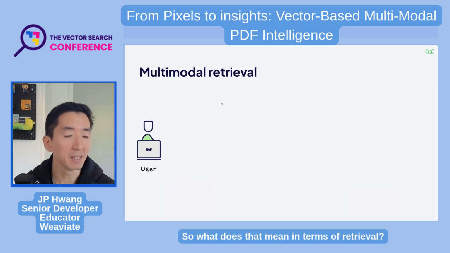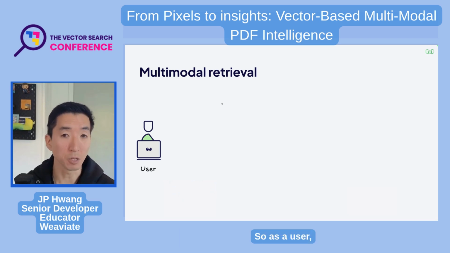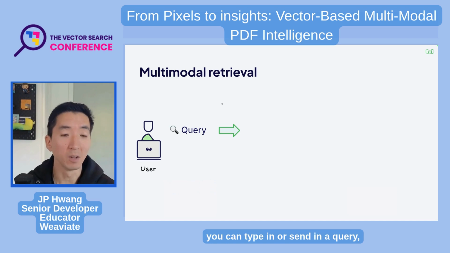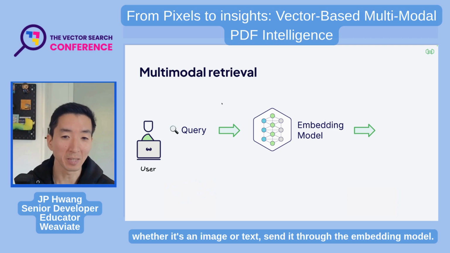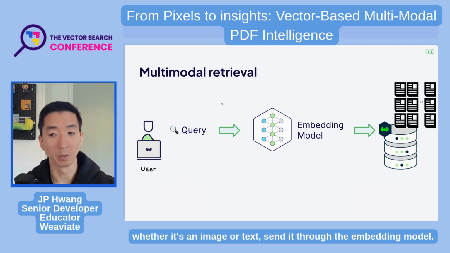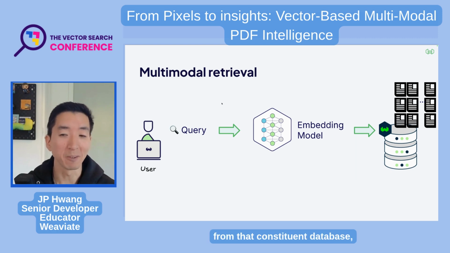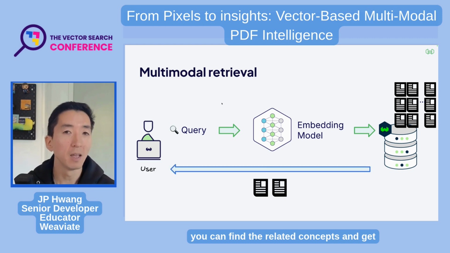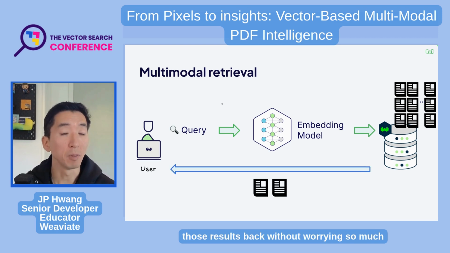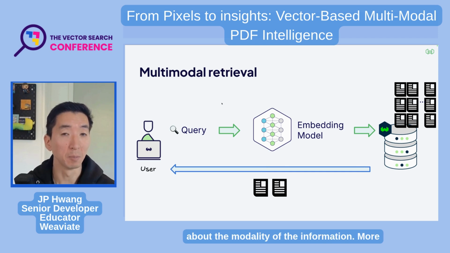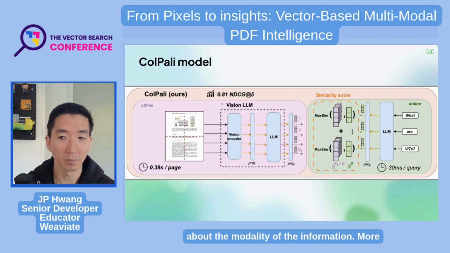So what does that mean in terms of retrieval? As a user, you can type in or send in a query, whether it's an image or text, send it through the embedding model, and find the related concepts from the database and get those results back without worrying so much about the modality of the information.